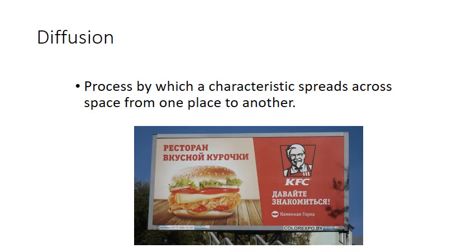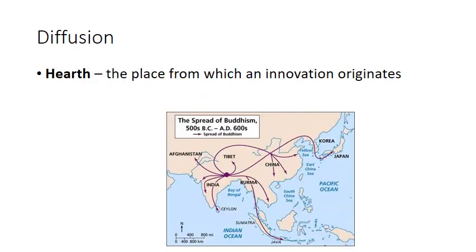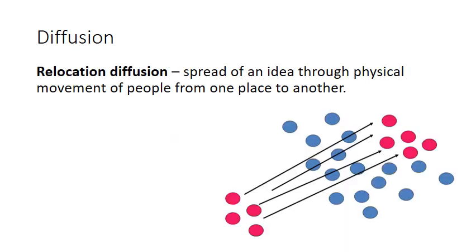Diffusion is the process by which a characteristic spreads from one place to another. A hearth is the place from which an innovation originates. In this image, we're looking at the hearth of Buddhism in northern India. Relocation diffusion simply refers to an idea that moves from one place to another with people physically moving, from Asia to North America, for example. You bring with you your culture, your food, etc.